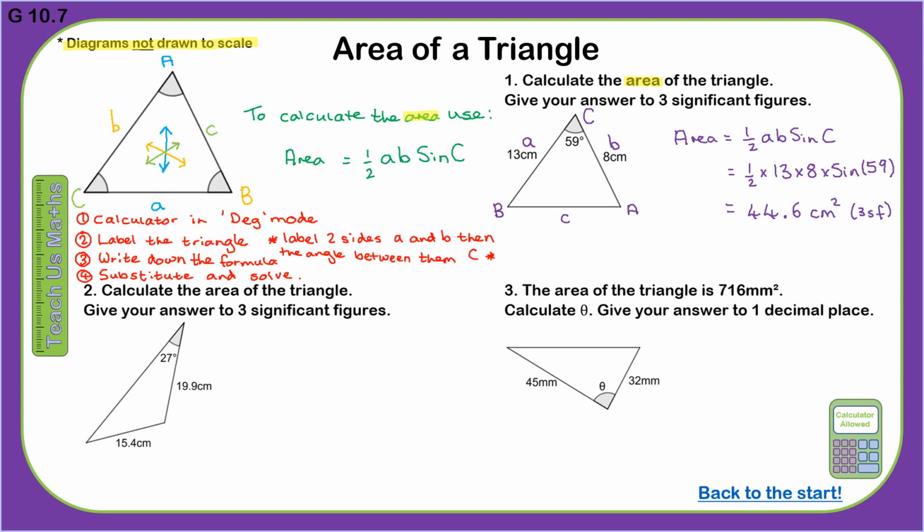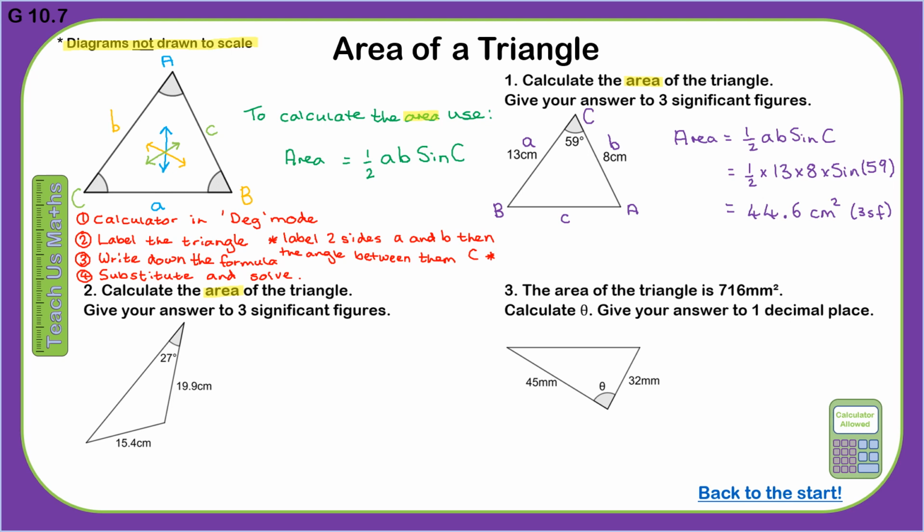Question 2. Calculate the area of the triangle. Give your answer to 3 significant figures. So with this triangle, we are given the length of two sides, 15.4 centimetres and 19.9 centimetres, and we are told one of the angles is 27 degrees. However, this is not the angle in between the sides we are given, so this could cause a problem, as we don't yet have enough information to calculate the area.